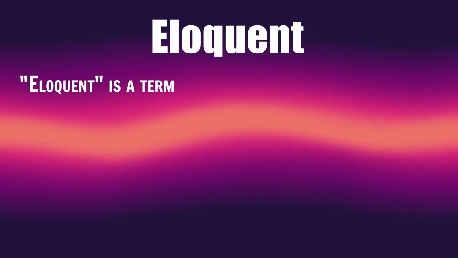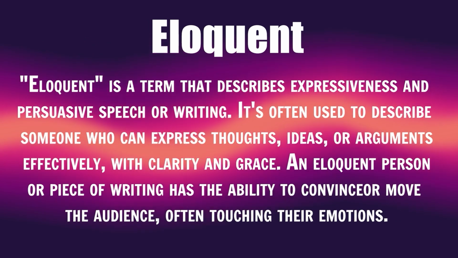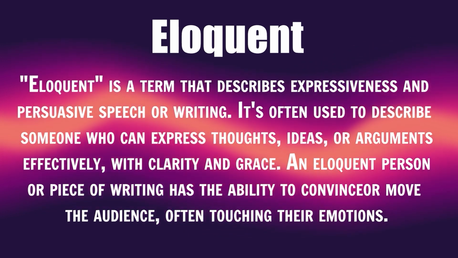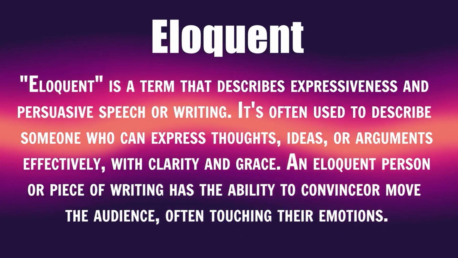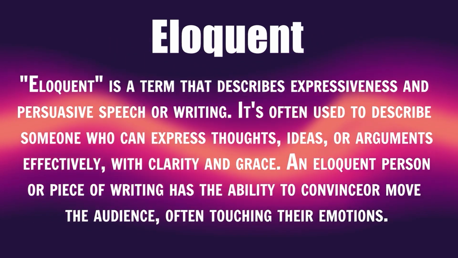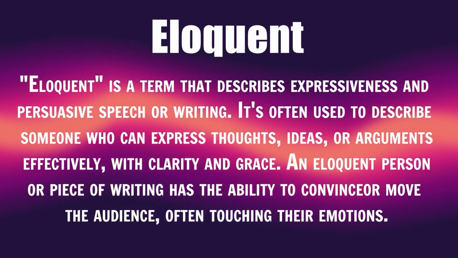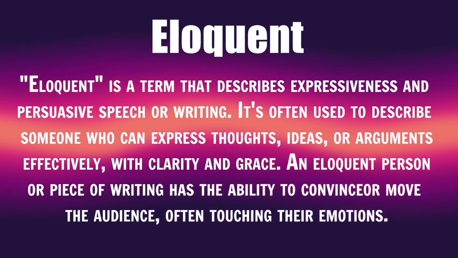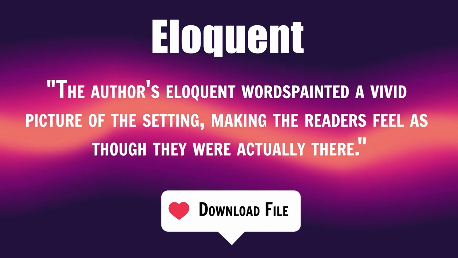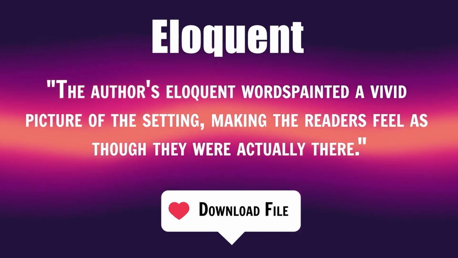Eloquent. Eloquent is a term that describes expressiveness and persuasive speech or writing. It's often used to describe someone who can express thoughts, ideas, or arguments effectively, with clarity and grace. An eloquent person or piece of writing has the ability to convince or move the audience, often touching their emotions. Here's an example sentence. The author's eloquent words painted a vivid picture of the setting, making the readers feel as though they were actually there.